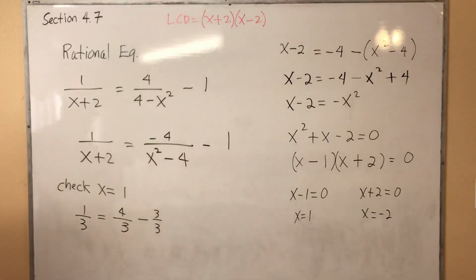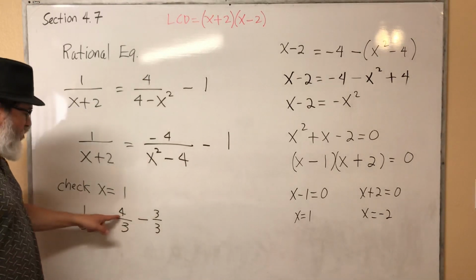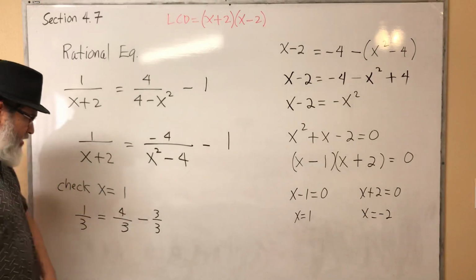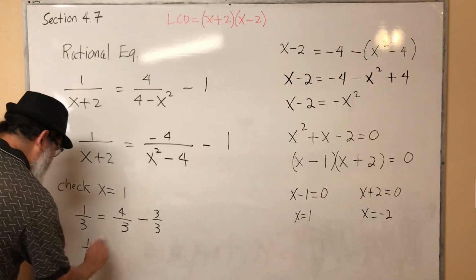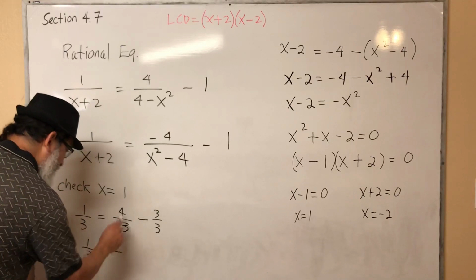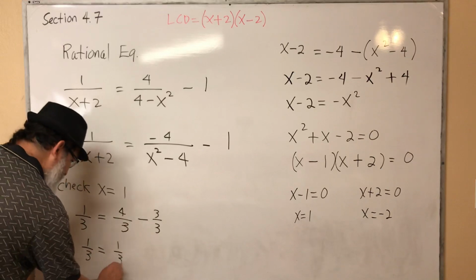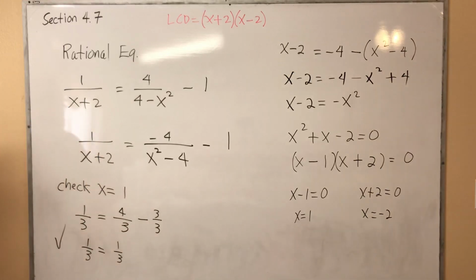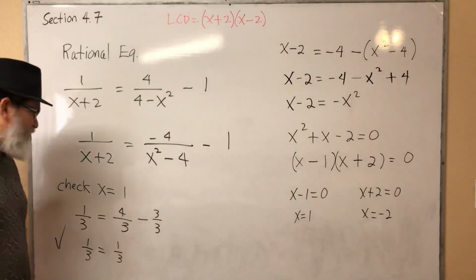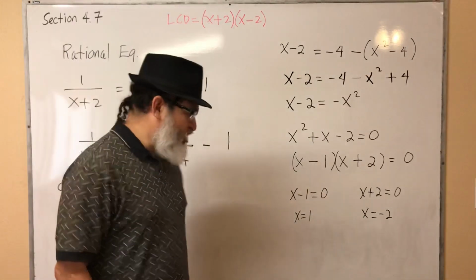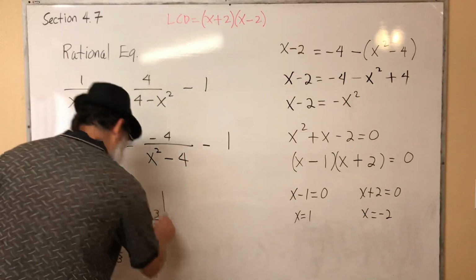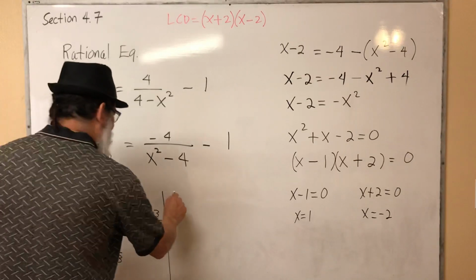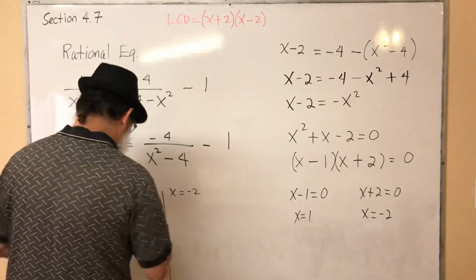Okay? So what is 4 over 3 minus 3 over 3? Isn't that 1 over 3? So 1 over 3 equals 2. 1. 4 minus 3 is 1/3. Yes, it checks. That's an answer to this. Okay. Check the other one. Check x equals negative 2. We're checking, guys. Okay. Check x equals negative 2.